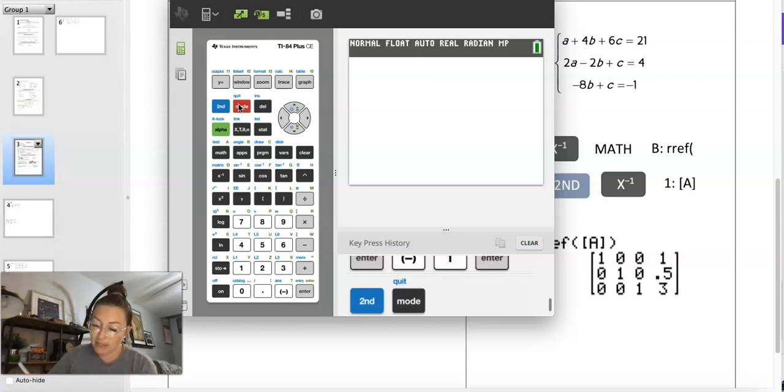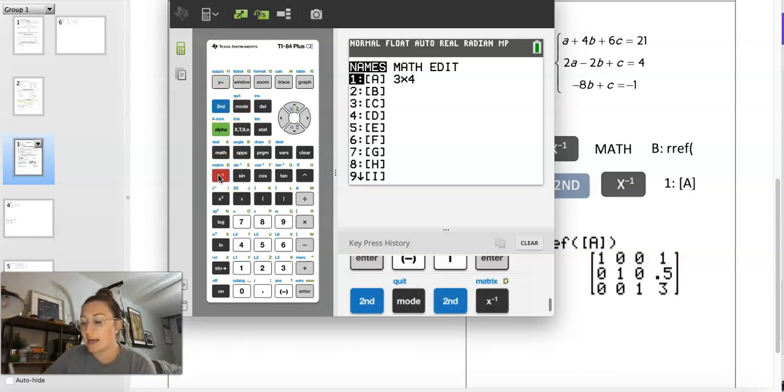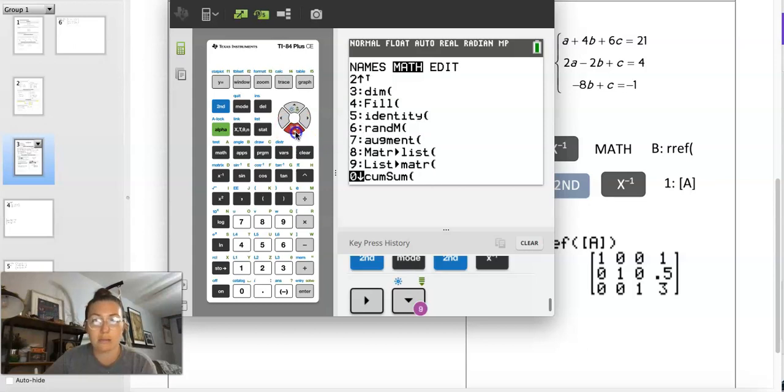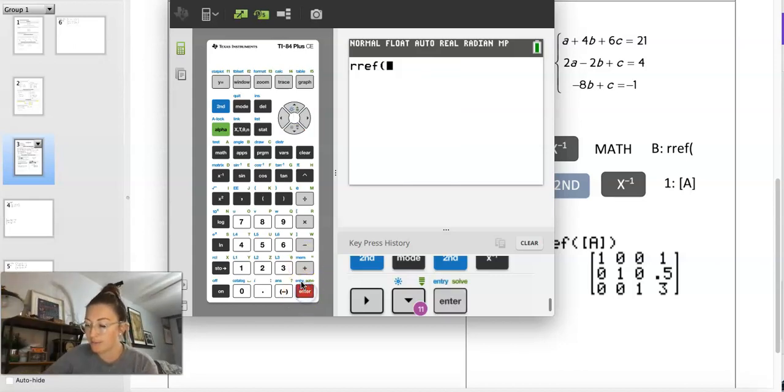So we're going to go back into matrix. So we're going to go second matrix. Now we're going to go to math because we're going to calculate some math. And then we're going to scroll down until we see RREF. So I think it's letter B, or it might be, yeah, B. So we want RREF. We want the reduced row echelon form. Okay, go ahead, press enter.